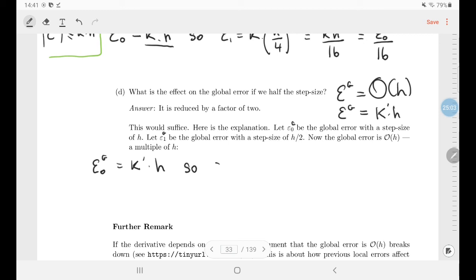So the new global error, if you halve the step size, will be that same constant times h over 2. And hopefully it's quite easy to see here. This is k dash h over 2. K dash h is the original global error, so that's the original global error before you reduce the step size, over 2. In other words, you have half the error.